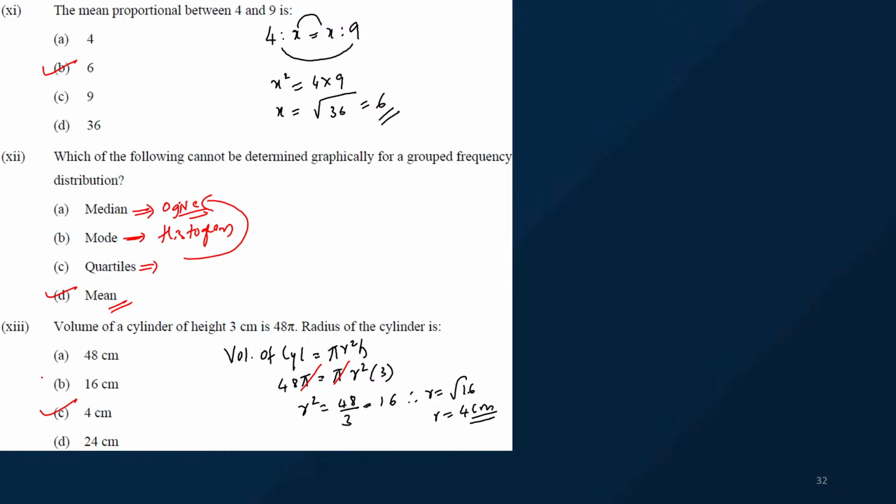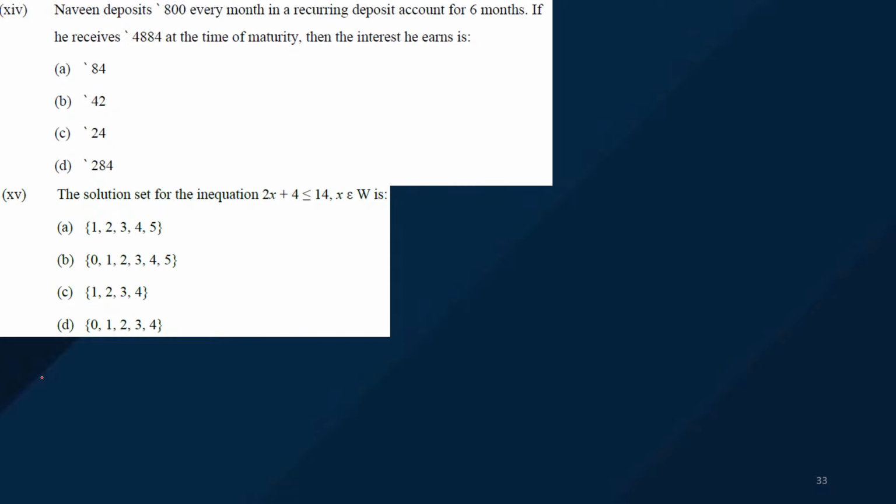Clear? Okay, now let me take the next question. Naveen deposits rupees 800 every month, in the sense P is equal to 800 rupees, in a recurring deposit account for 6 months, N is equal to 6. If he receives rupees 4884 at the time of maturity, then what interest does he earn? So what is maturity value, children? Maturity value is the total money you have deposited plus the interest. Maturity value is given to you as 4884.